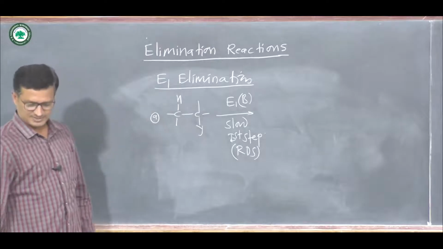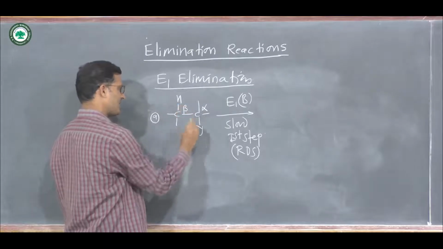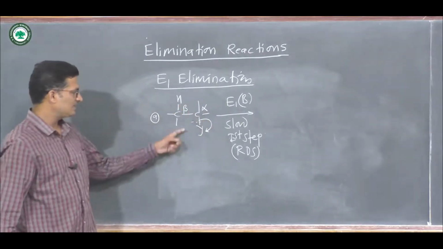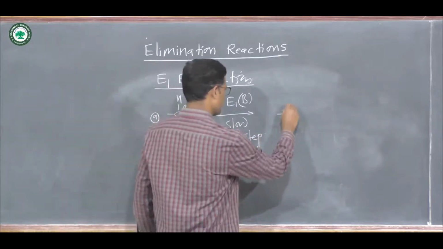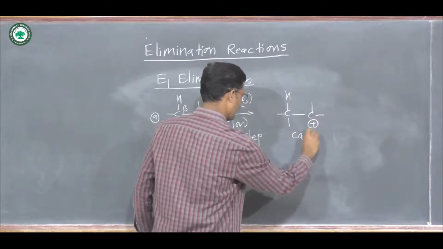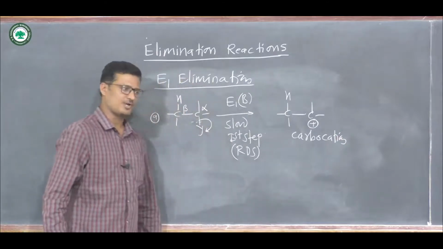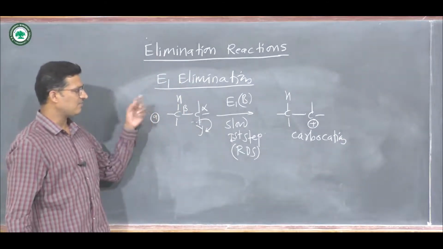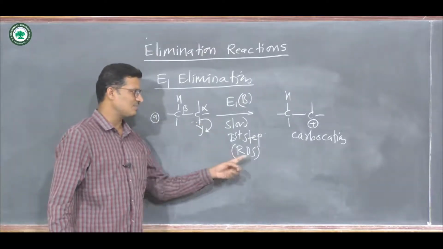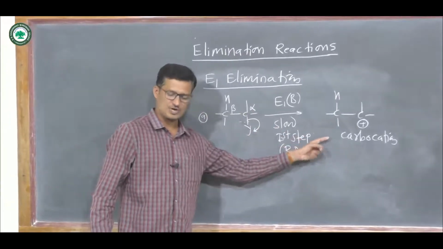What happens in the first step? The bond between the alpha carbon and leaving group breaks, and there is formation of a carbocation. Similarly, what happens in SN1? In SN1, the first step is a slow step, and there is formation of a carbocation. So similarly, in E1 there is formation of a carbocation.